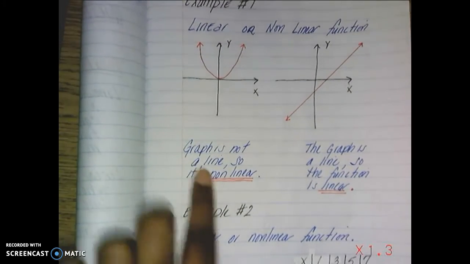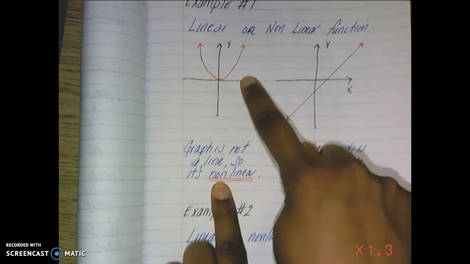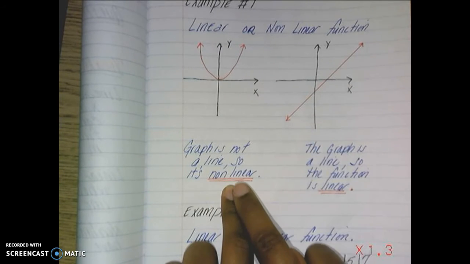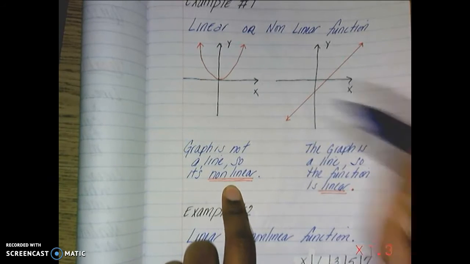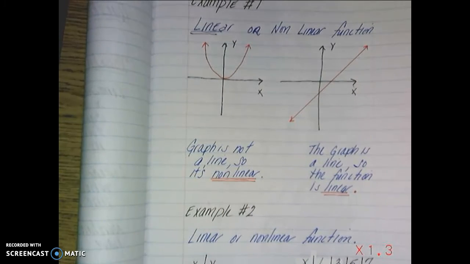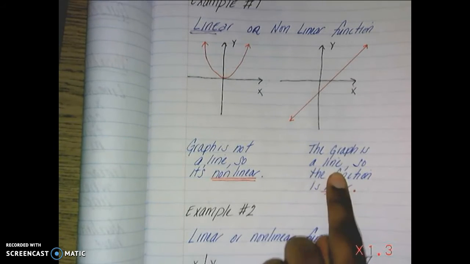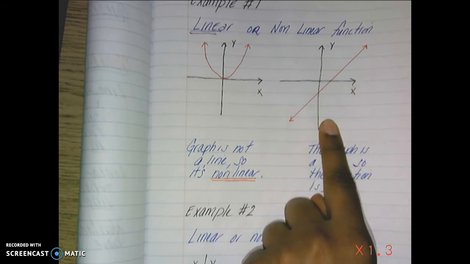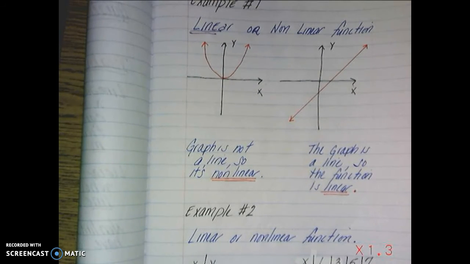The graph is not a line, so it's not linear. Because the word in linear, I hope you caught that, is line. So all your graphs got to be a line. The graph on the right is a line, so that makes the graph a linear function. Okay, fair enough. Pause the video so that you can write those things down.